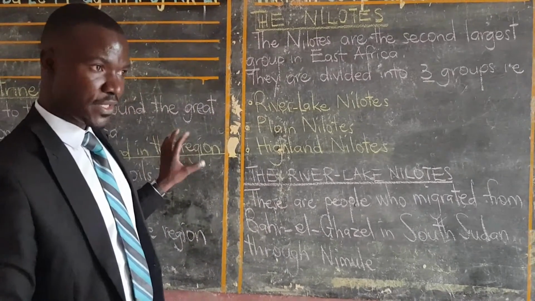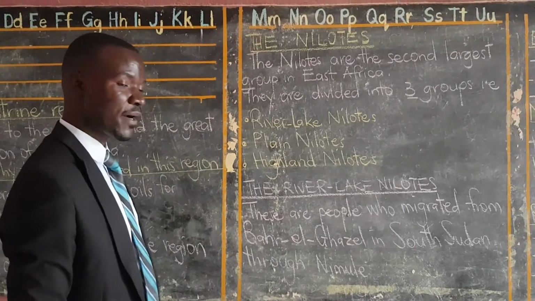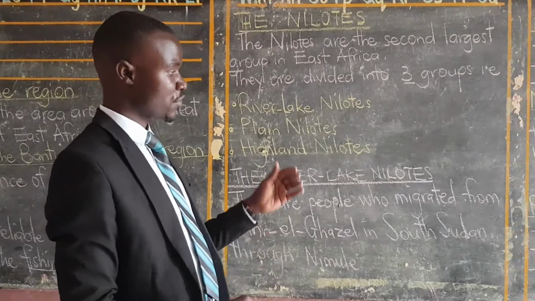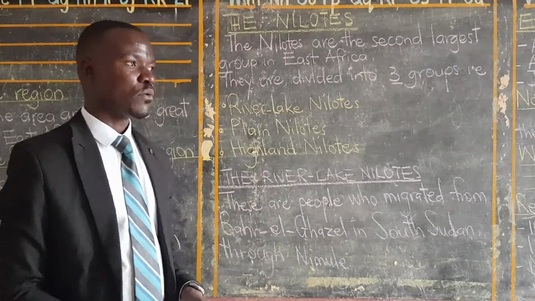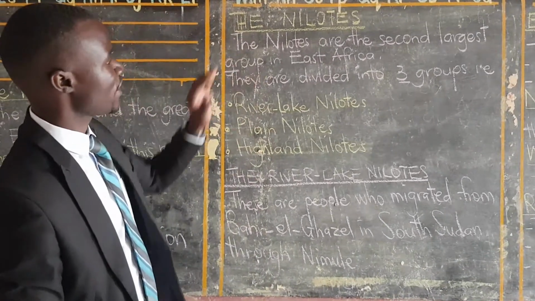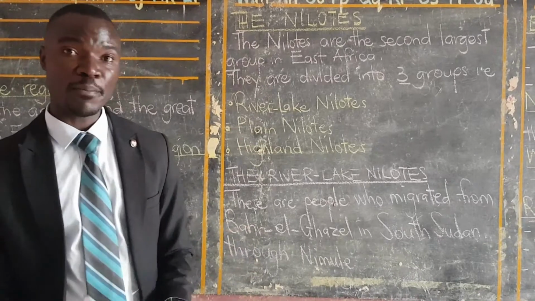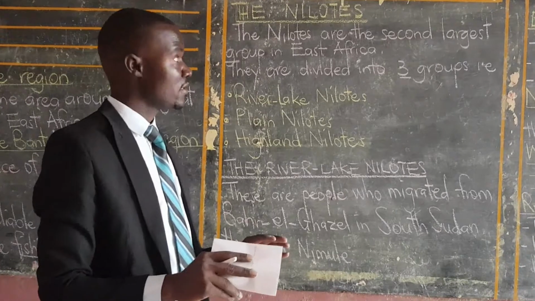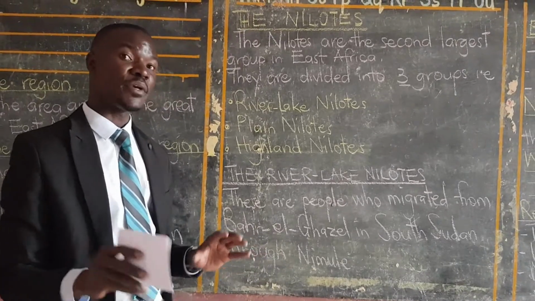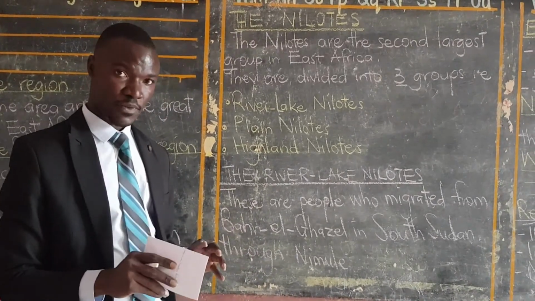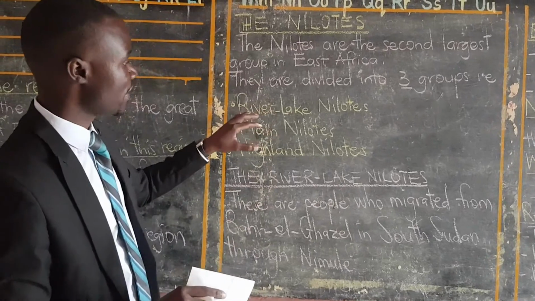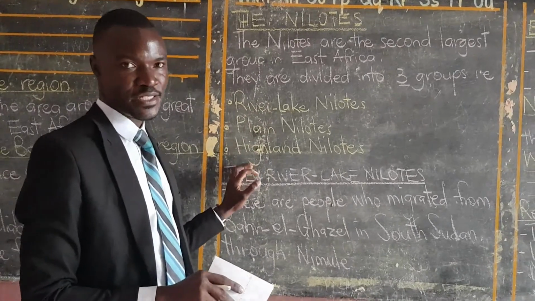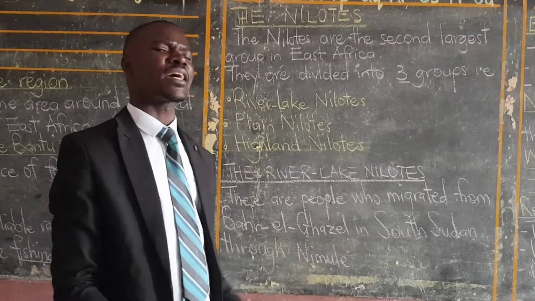So, I would like to put a full stop about the Bantu. We are going to another ethnic group, which is referred to as the Nilotes. We all know right from P5, we started and said that the Nilotes came in three groups. We have the River Lake Nilotes, the Plain Nilotes, and the Highland Nilotes. Someone asked me, where did they come from?